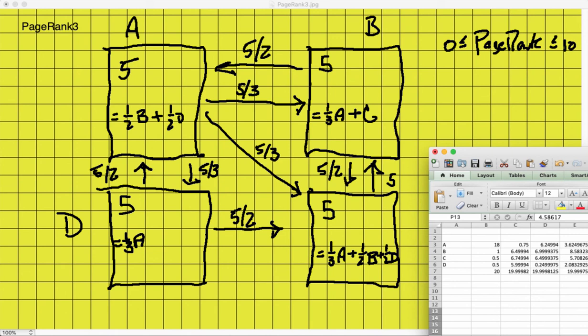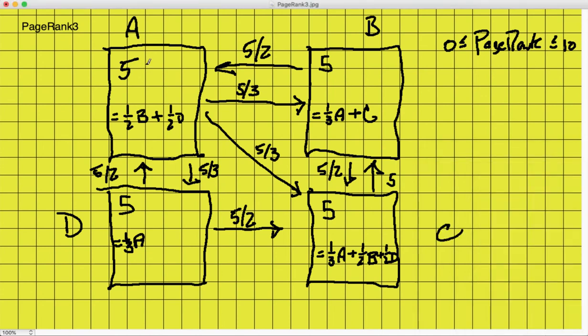So if I were to start off with these page ranks here of 5, eventually this one over here is going to change to 4.6. This one over here is going to change to approximately 7.6. This one over here, that's D, is going to change to 1.5. C is going to change to 6.1.